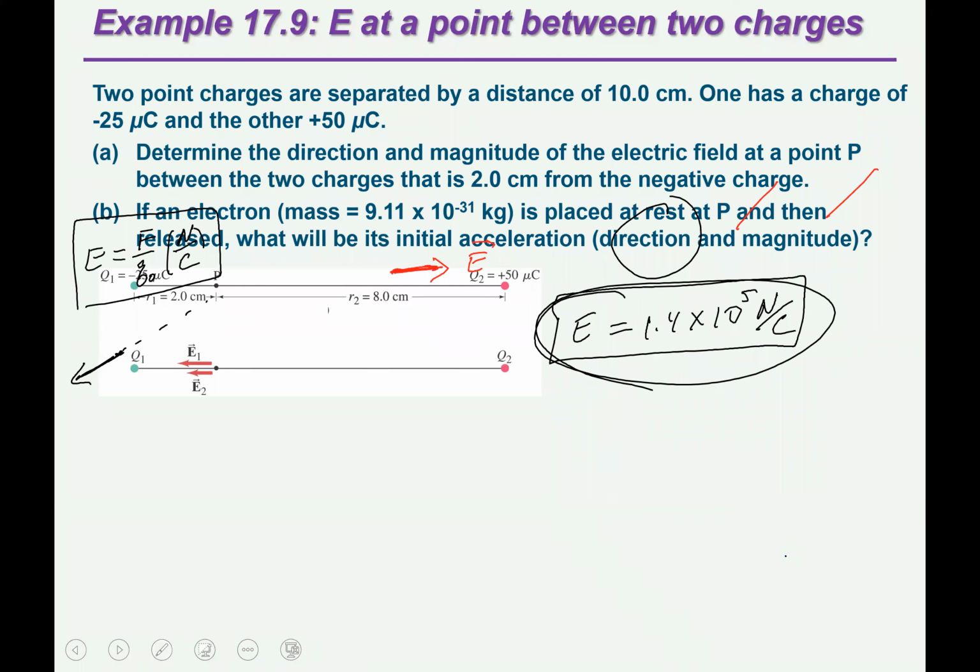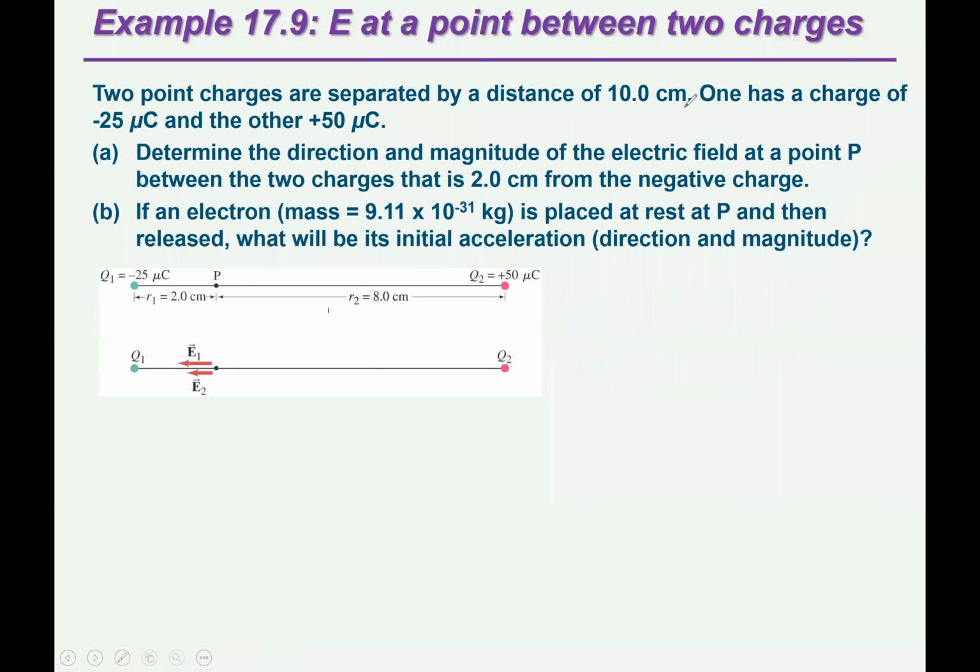All right, so let's look at another one over here. You have 2 point charges that are separated by a distance of 10 centimeters. One has a charge of negative 25 microcoulomb, the other one is 50 microcoulomb. We want to determine the direction and magnitude of the electric field at the point P between the 2 charges that is 2 centimeters from the negative charge. And you have a diagram for that.